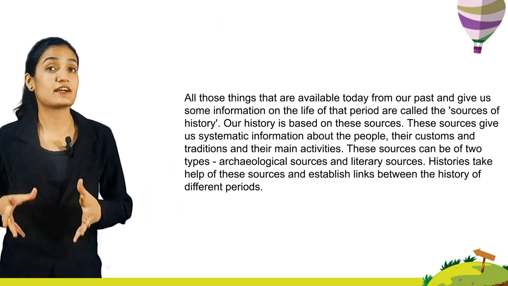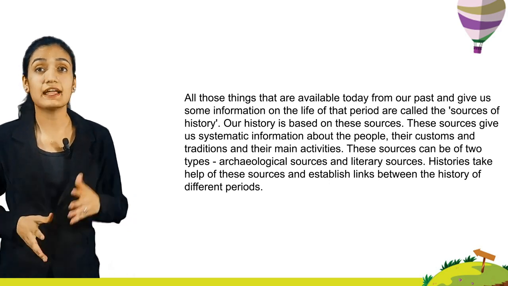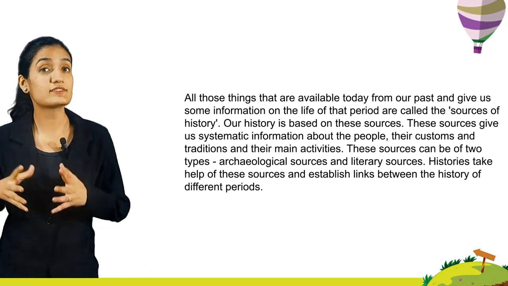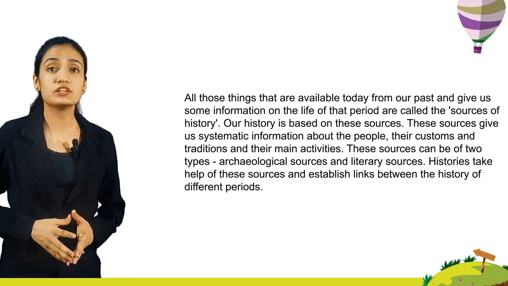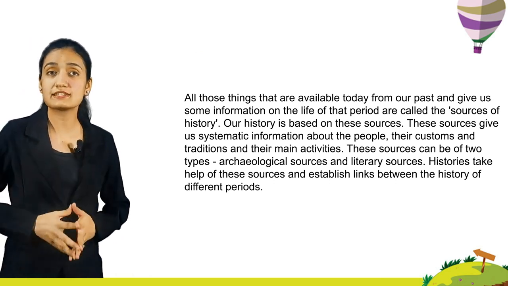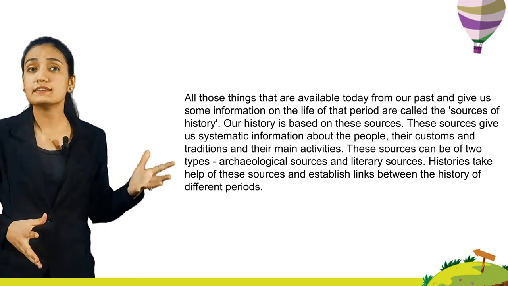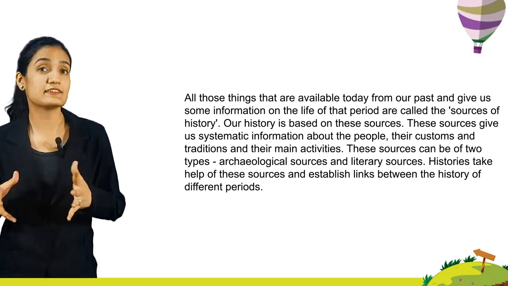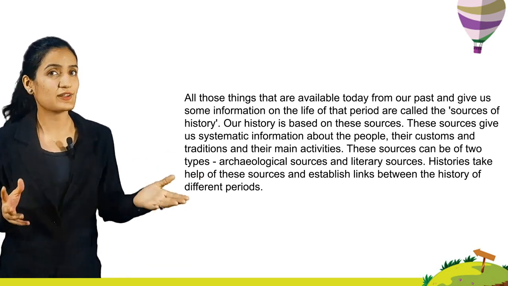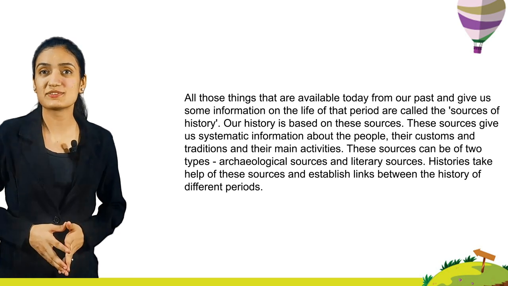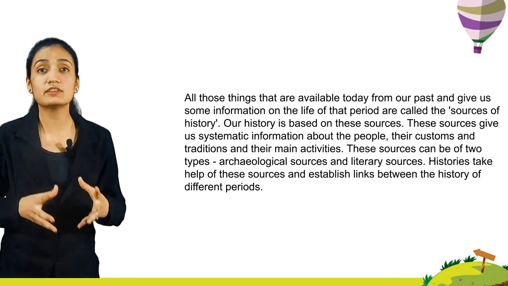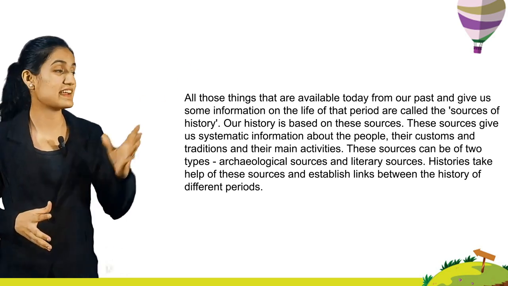All those things that are available today from our past and give us some information on the life of that period are called the sources of history. Our history is based on these sources. These sources give us systematic information about the people, their customs and traditions and their main activities. These sources can be of two types, archaeological sources and literary sources. Historians take help of these sources and establish links between the history of different periods.